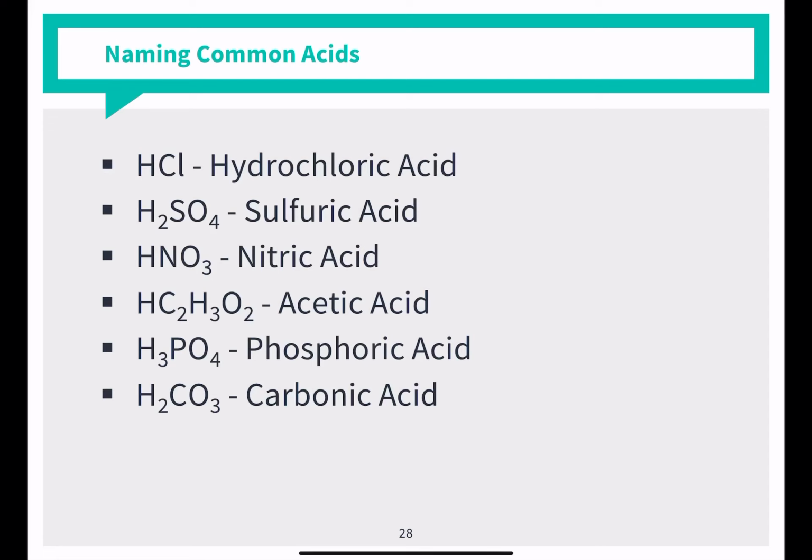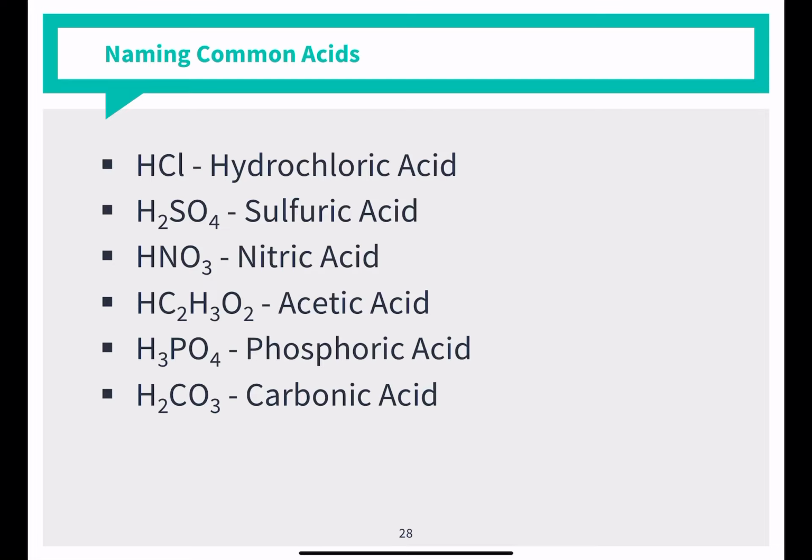There are 6 common acids that I'm asking that you memorize. If you have some index cards or note cards at home, or even if you don't, maybe you could just cut up a few pieces of paper and make yourself some flashcards on these. These are common acids that I'm going to ask you to memorize to be able to name. So HCl is hydrochloric acid. H2SO4 is sulfuric. HNO3 is nitric acid. HC2H3O2 is acetic acid. Phosphoric acid and carbonic acids are listed there.